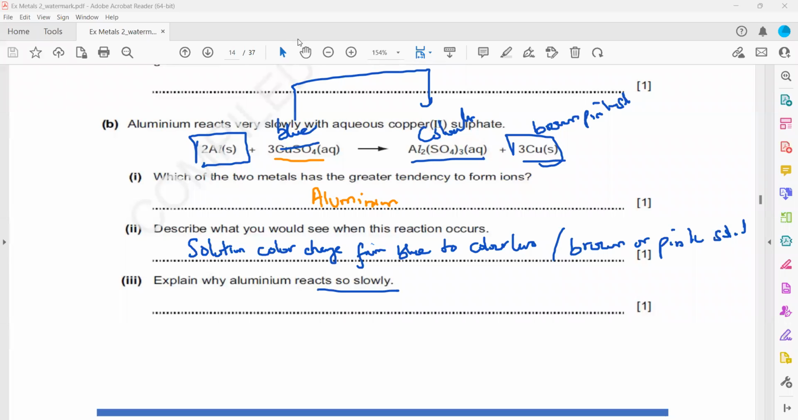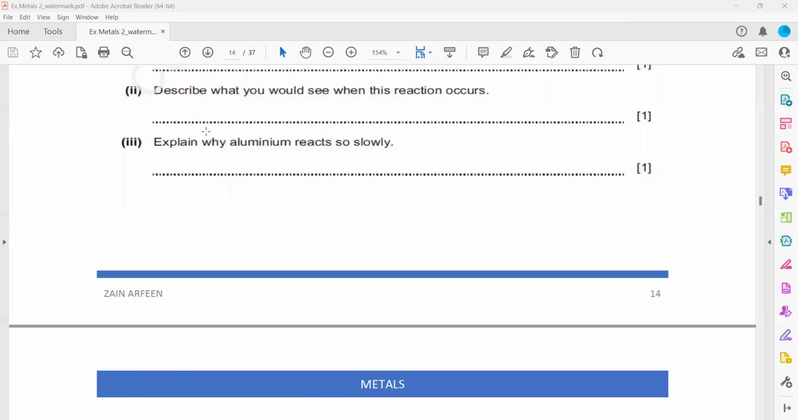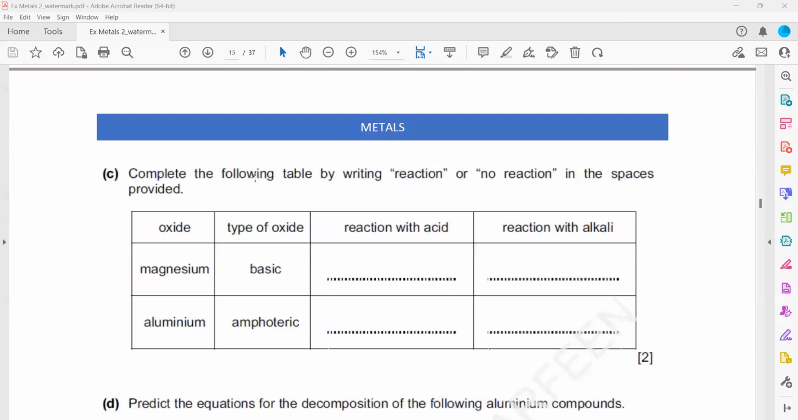Well, aluminium reacts so slowly. What is the reason for that? Any idea? Yes, because it has an oxide layer. Aluminium is covered with an oxide layer, a coat of aluminium oxide. That's good. Because aluminium oxide is not reactive as compared to aluminium, aluminium always has an oxide layer. Once the oxide layer is removed, then the reaction will start.